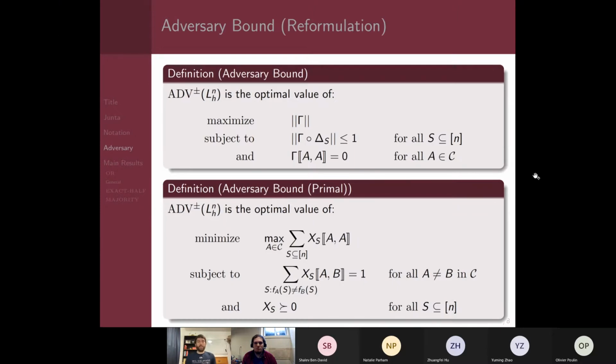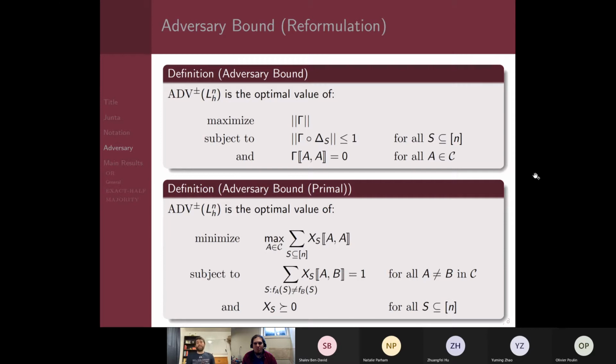So another important thing is Belovs is using the adversary bound and the primal adversary bound, and his notation is just ever so slightly different than the one that we did in the course notes. So the negative weighted adversary bound of LHN is the optimal value where you maximize the spectral norm of this gamma matrix, and you're subject to these two constraints.